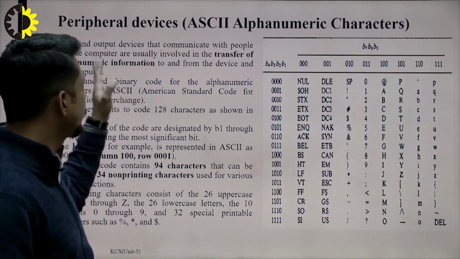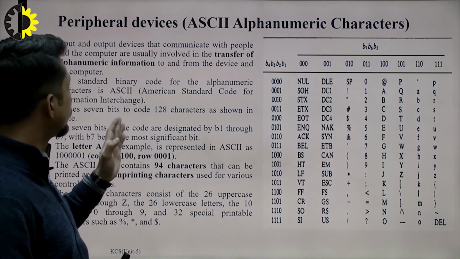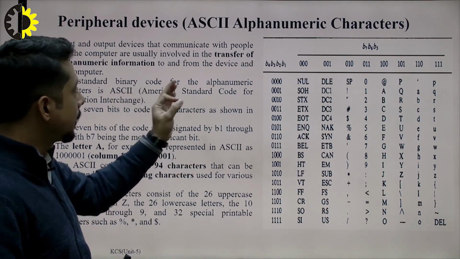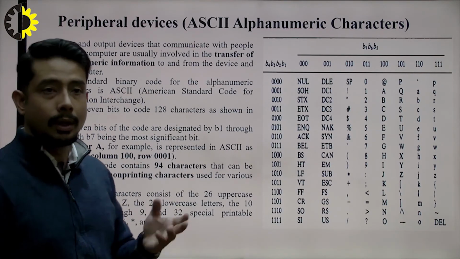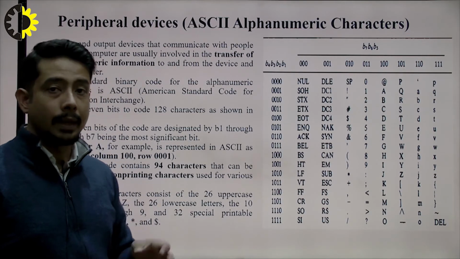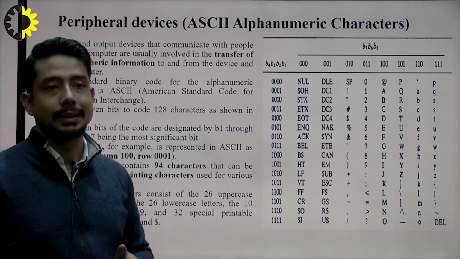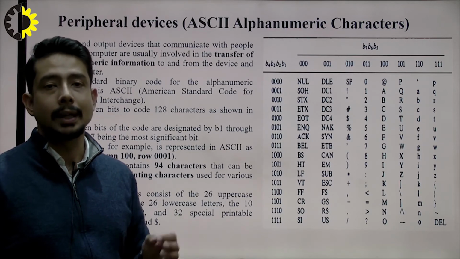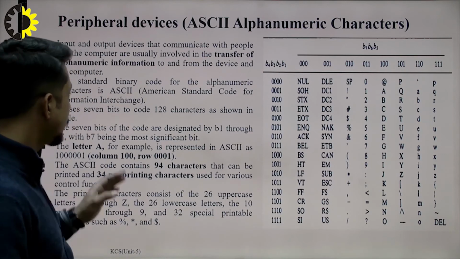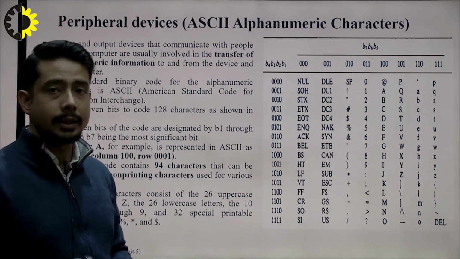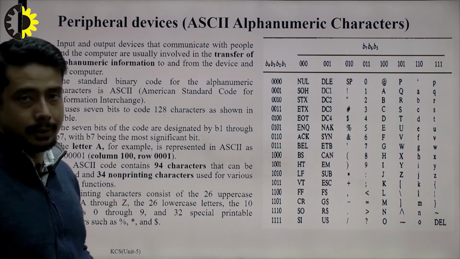So if you look into the first point, wherever input and output devices that communicate with people and other computers are usually involved in the transfer of alphanumeric information to and from the device in the computer, which I have already mentioned to you, okay. But the standard of these alphanumeric characters is decided by whom? ASCII. ASCII is nothing but American Standard Code for Information Interchange, correct. So how has the standard been designated? The standard has been designated with the help of 7 bits, okay.